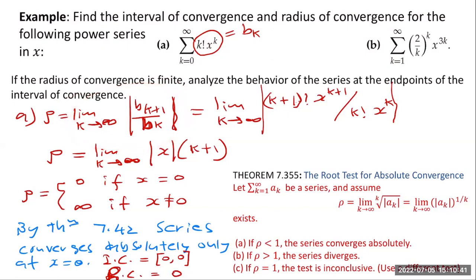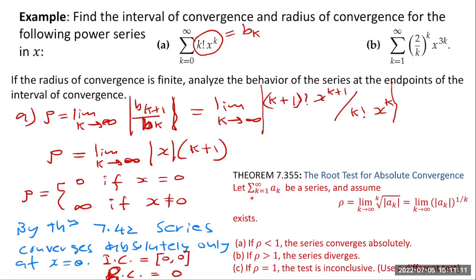But when only exponents are involved, if you take this example, it looks like only exponents are involved. There are no factorials. In that case, maybe the root test for absolute convergence would be better in this kind of situation. Okay, if you have only exponents, you go with the root test for absolute convergence. This is the root test for absolute convergence, chapter 7, theorem 7.355. Let's recall the theorem.